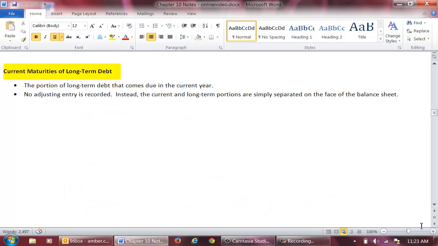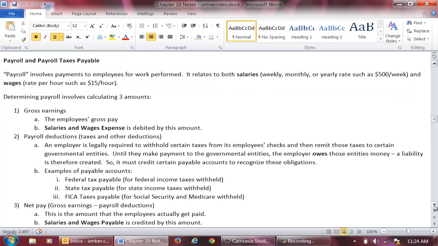Now let's talk about current maturities of long-term debt. Current maturities of long-term debt is simply the portion of our long-term debt that is due within the next 12 months. A company would not prepare an adjusting entry to record the current portion. Instead, it would simply separate the current and long-term portions on the face of the balance sheet.